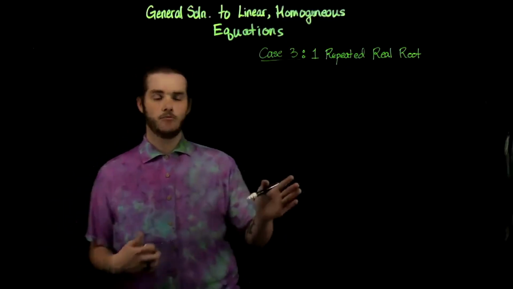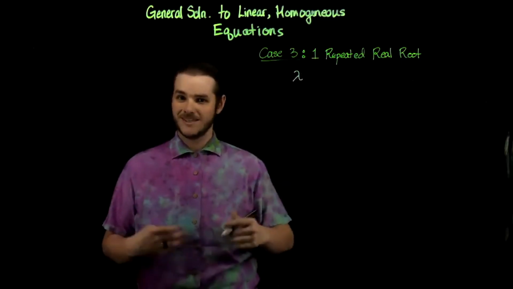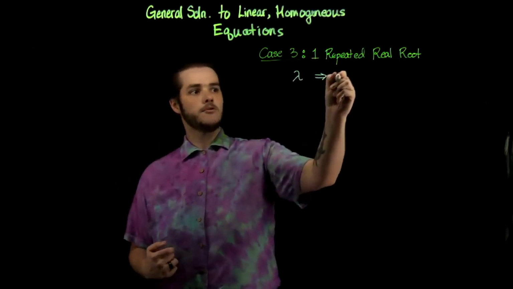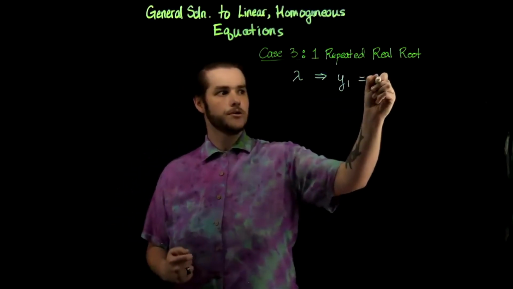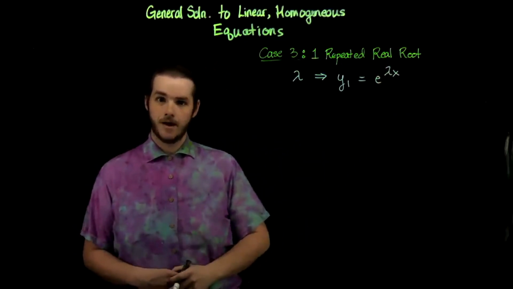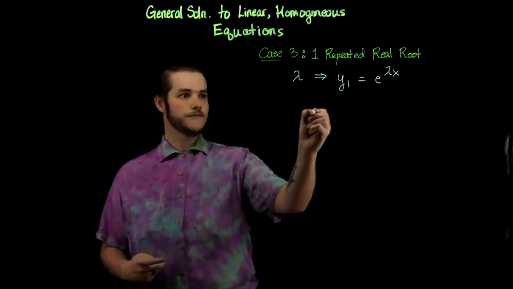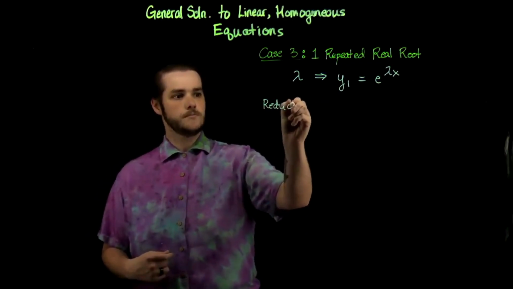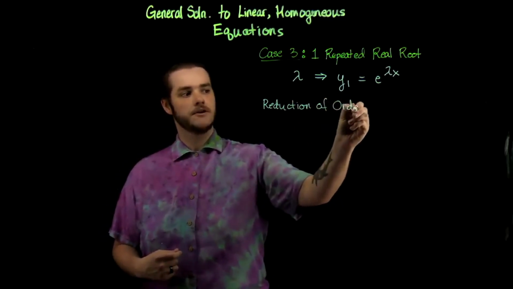Now, when I have one repeated root, it means I have only lambda, which means I can only directly get information about one fundamental function. It is still true that I will have that e to the lambda x showing up. Now, I just mentioned the official derivation of this other fundamental solution comes from reduction of order. But I'll give you a way that you can think about it for the time being.